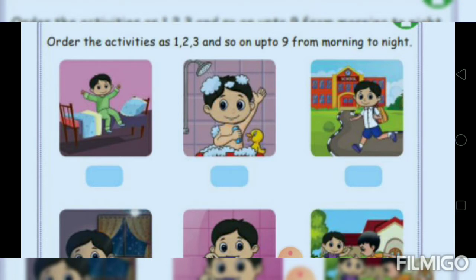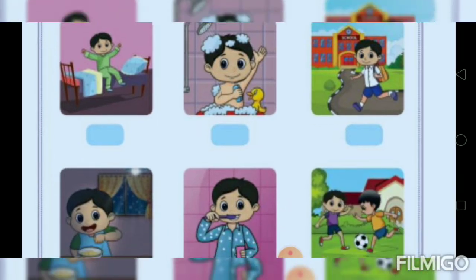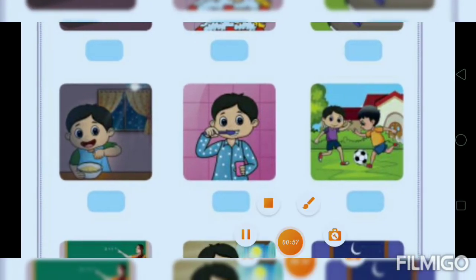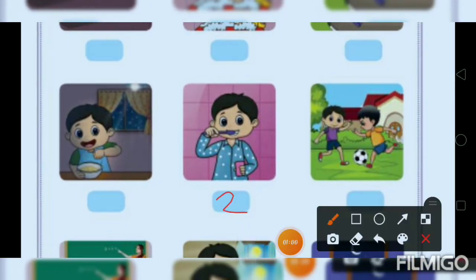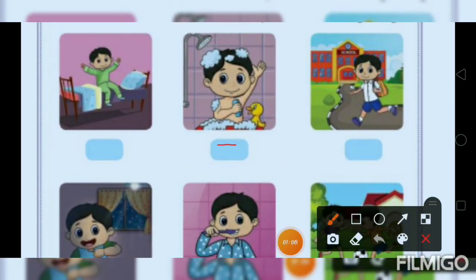Okay, shall we arrange the images? First one is wake up, so you write 1 on that blue box. Second image is brushing teeth, you write 2 in the blue box. Third image is bathing, so you write 3 in that blue box. Okay, next, fourth one is going to school.